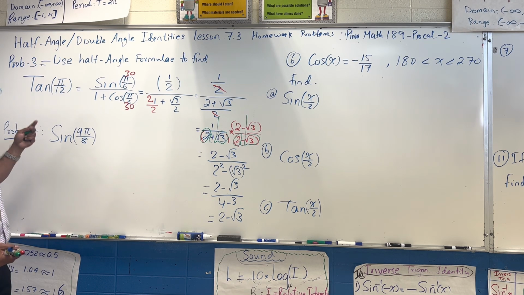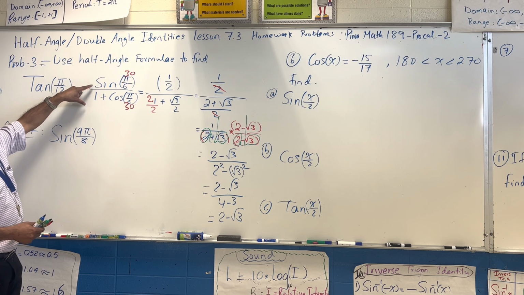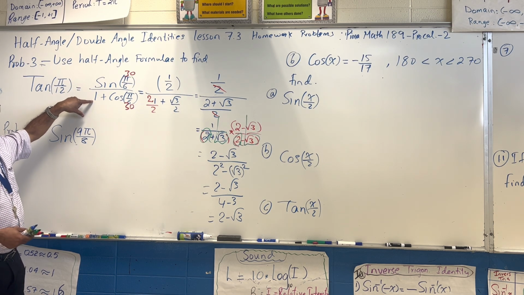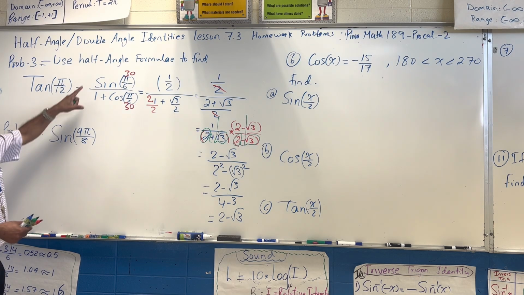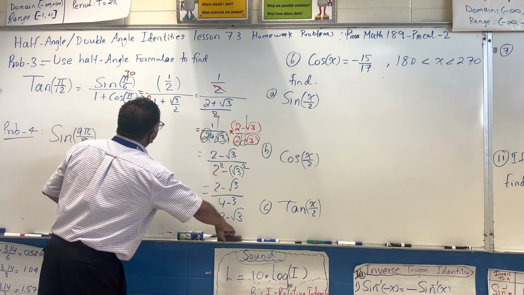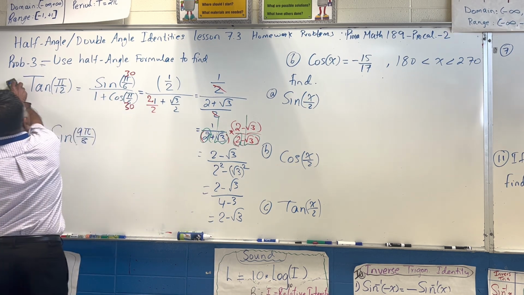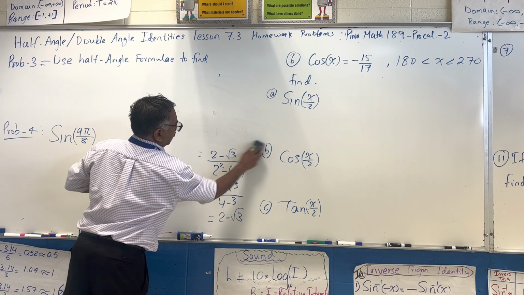Again, I repeat, I am using sine over 1 plus cosine. You could also use 1 minus cosine over sine and get the answer, or you could use plus the square root of 1 minus cosine over 1 plus cosine. So I hope that helps.